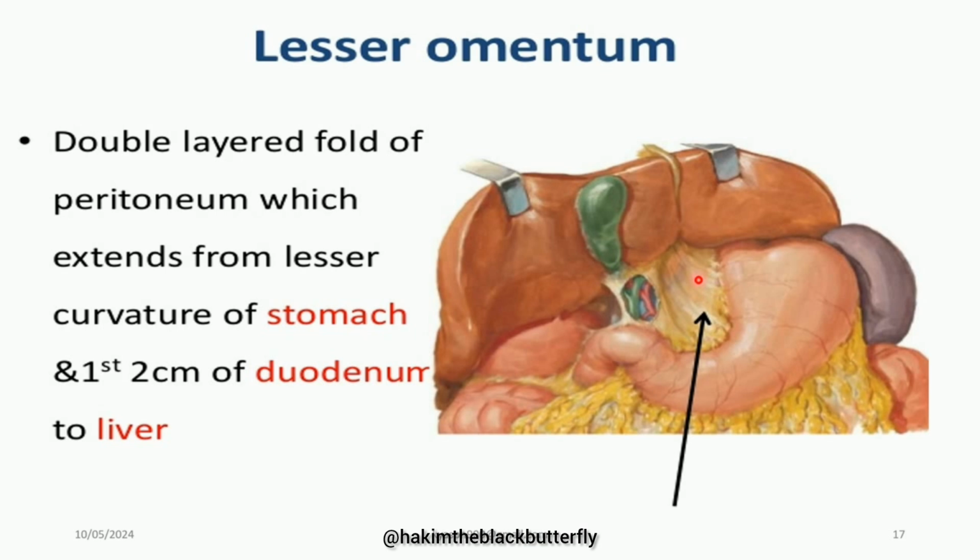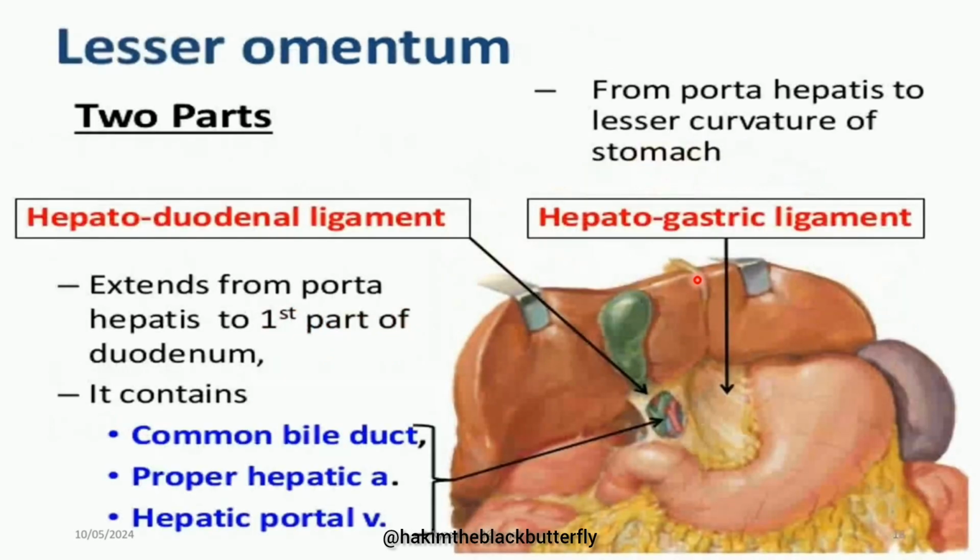Now this lesser omentum has 2 parts. The extension from the stomach to the liver, we call the hepatogastric ligament. The extension from the duodenum to the liver, we call the hepatoduodenal ligament, just from the names themselves, the names of the structures being connected.